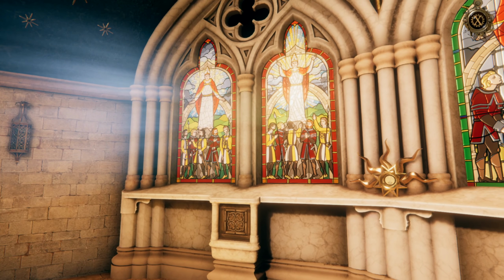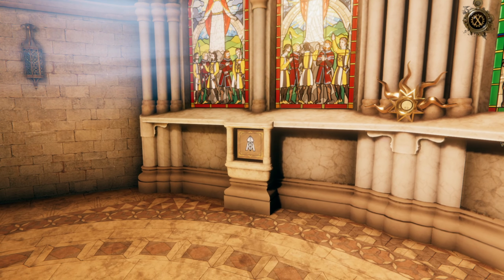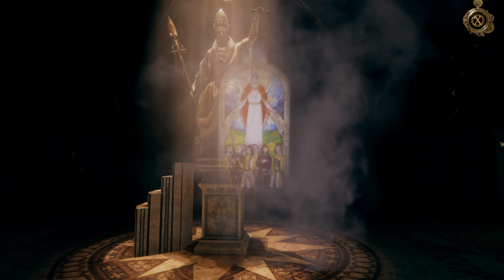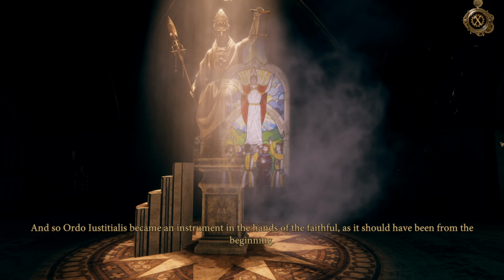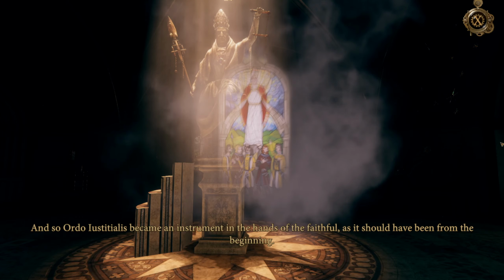So they did get in there. They did manage to get in the order building. And so Ordo Justitalis became an instrument in the hands of the faithful, as it should have been from the beginning.